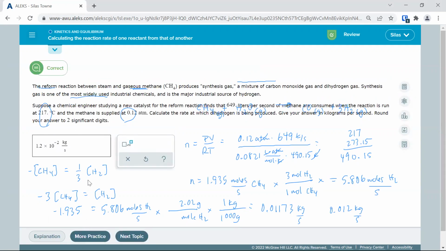There we go. So a little bit more than just balancing this reaction rate, right, which was just highlighted right here, that 3-to-1 ratio, but we had to calculate moles first, then we had to calculate to kilograms per second.